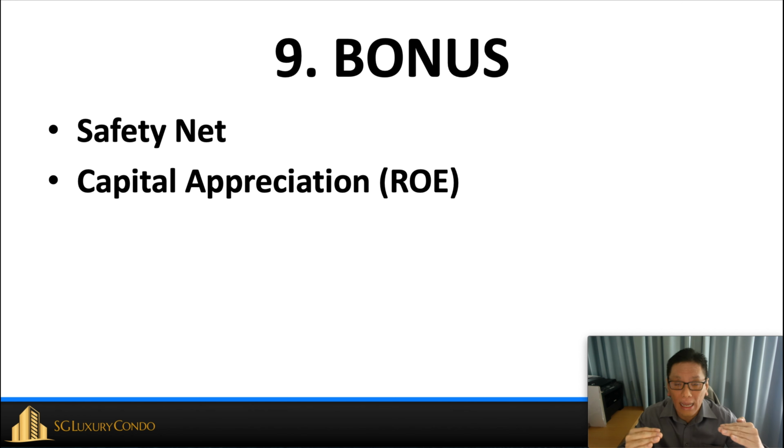Our article will have all the examples given. As a bonus tip in my article, I give you two other additional formulas that are good for you. One is your safety net, how much you need to set aside such that you won't have any stress to finance this property. And number two is your capital appreciation, how to calculate your return of equity.